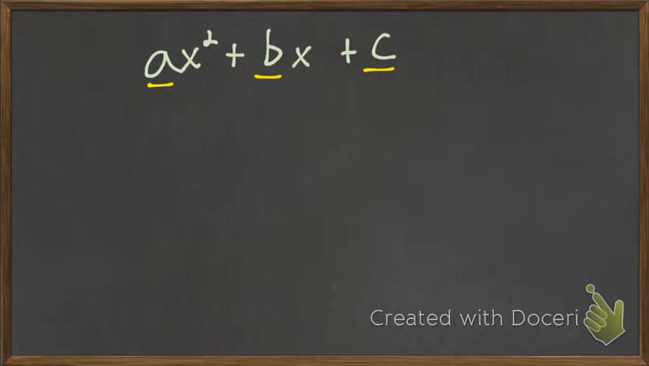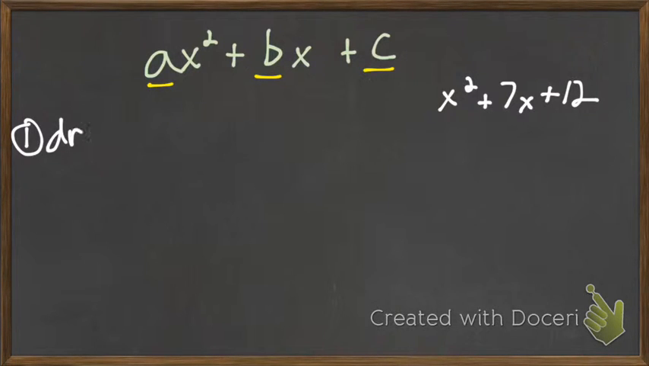Okay, so if you're given a problem like this, and we need to factor this into our two parentheses, for the example we're going to use, we're going to start out simple. We'll have x squared plus 7x plus 12. All right, so our first step is the easiest step. We're going to draw our two parentheses. That's super easy, right?